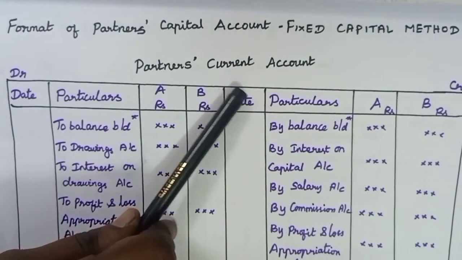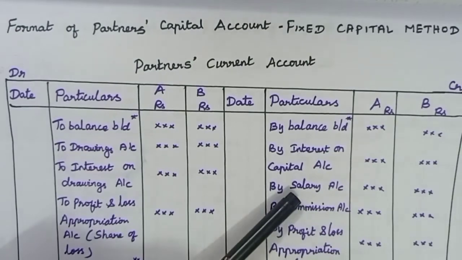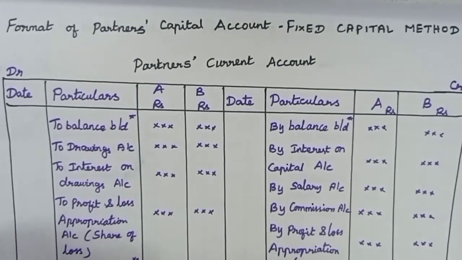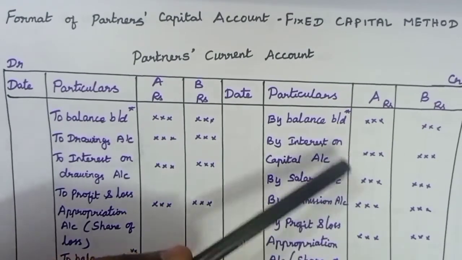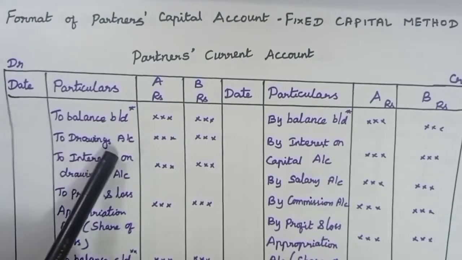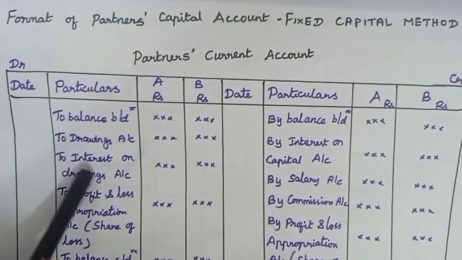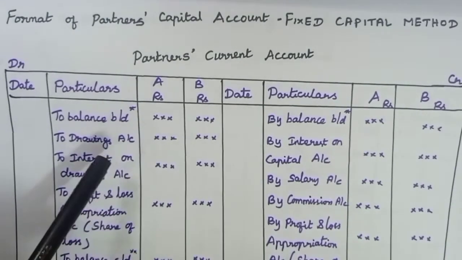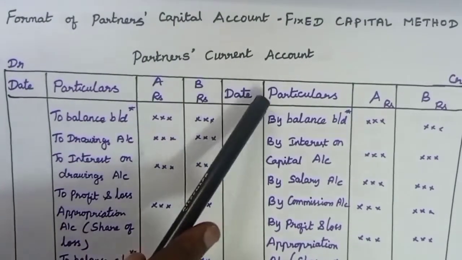On the credit side of the partner's current account, we have to record interest on capital, salary, commission to the partner and share of profit to the partner. These transactions are beneficial to the partner and will increase the partner's capital account. On the debit side, we have to record drawings and interest on drawings. Drawings made by the partner and interest on drawings will decrease the partner's capital account. So we have to record these transactions on the debit side of the partner's current account.